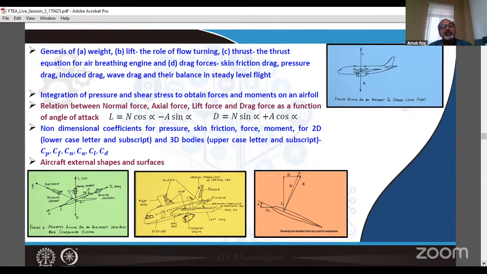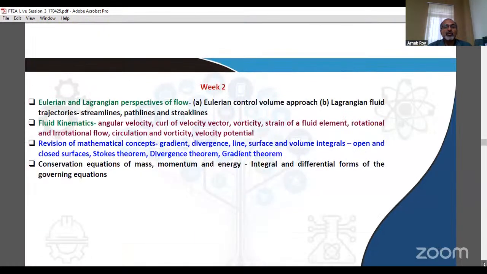And then we learned about integration of pressure and shear stresses to obtain forces and moments on an airfoil, the relation between normal force, axial force, lift and drag forces as a function of angle of attack. We learned about the significance of non-dimensional coefficients, and we learned about a few which are very important, like pressure, skin friction, force, moment coefficients, how the nomenclatures work for a 2D body and a 3D body, the different control surfaces on an aircraft which can be deflected to generate different forces and moments. We have three forces, three moments acting in general on a 3D body like that.